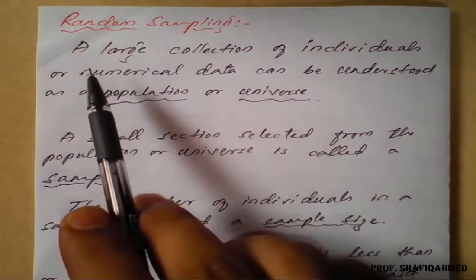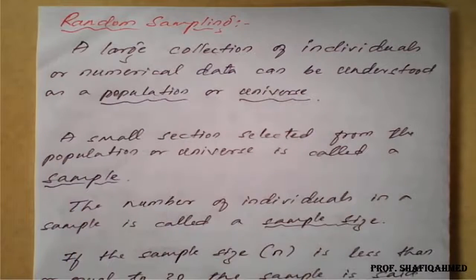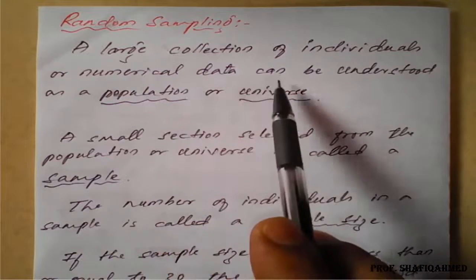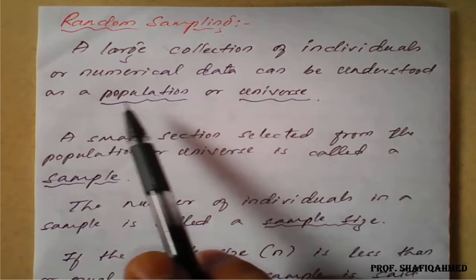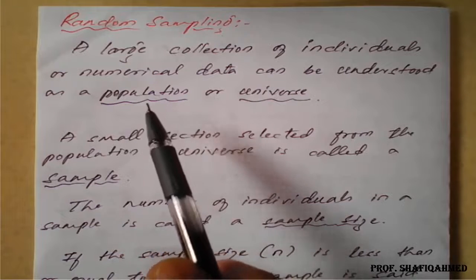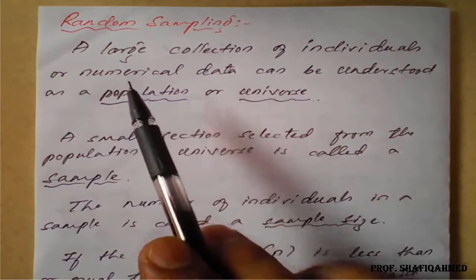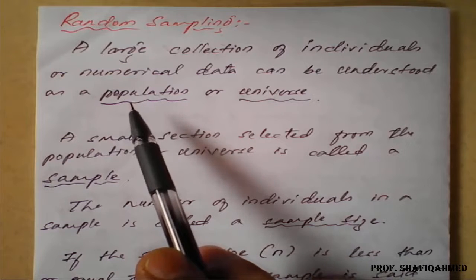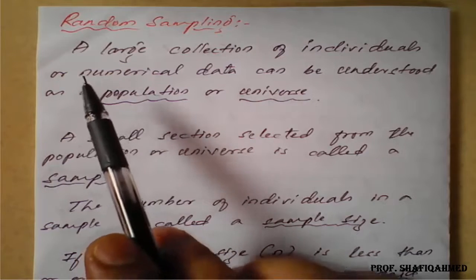Random sampling. In this we have a few more important small definitions which will be very useful to simplify the examples. A large collection of individual or numerical data can be understood as a population. So this is the definition of population, very important. They may ask for the examination, so define population, sample size and all. You need to go through this.